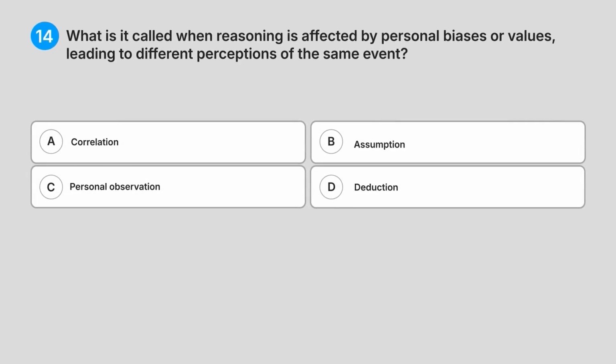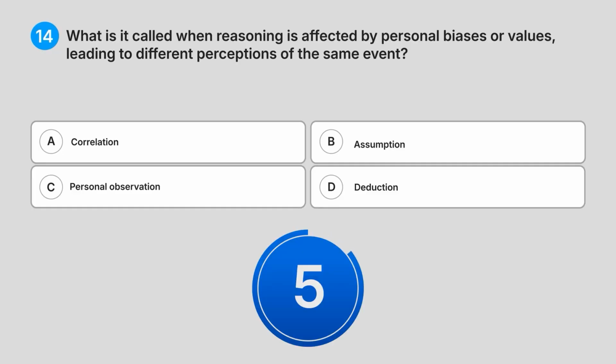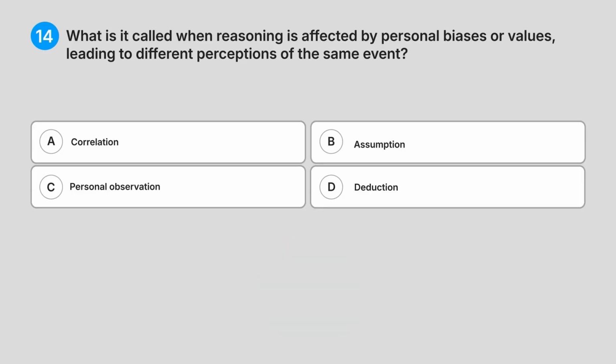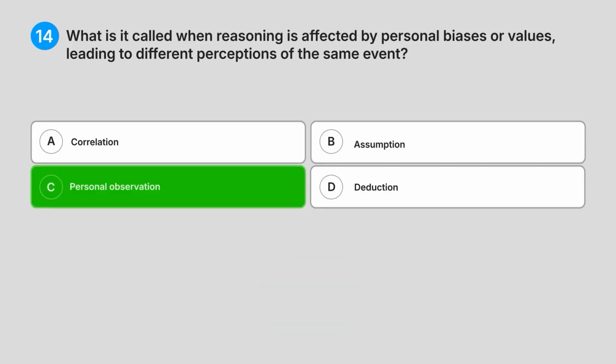(14) What is it called when reasoning is affected by personal biases or values, leading to different perceptions of the same event? A. Correlation. B. Assumption. C. Personal observation. D. Deduction. What do you think is the answer? Correct answer, C. Personal observation.